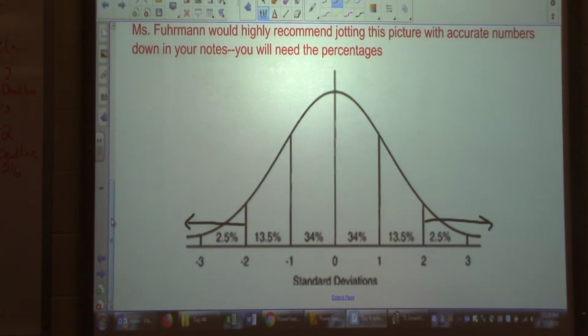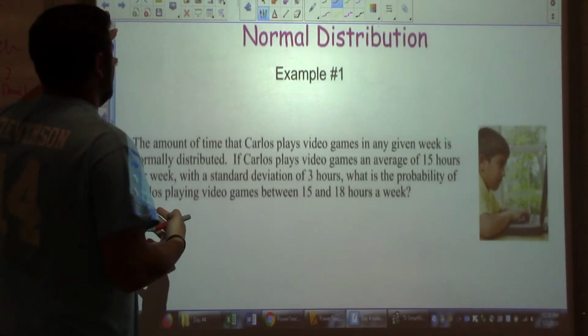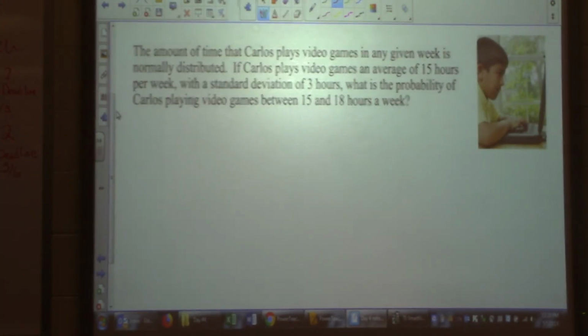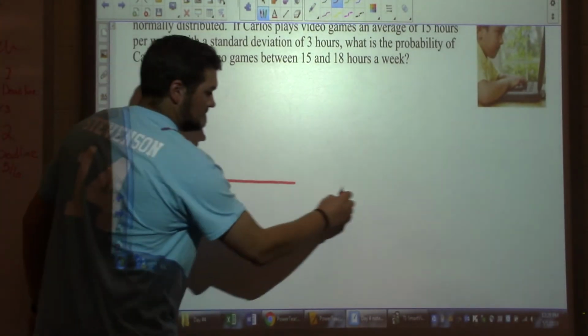Okay. So our normal distribution. First problem: the amount of time Carlos plays video games in any given week is normally distributed. If he plays video games an average of 15 hours per week with a standard deviation of 3 hours, what is the probability he'll play video games between 15 to 18 hours in a week? Well, first thing I'm going to do is I'm going to draw my normal distribution curve.